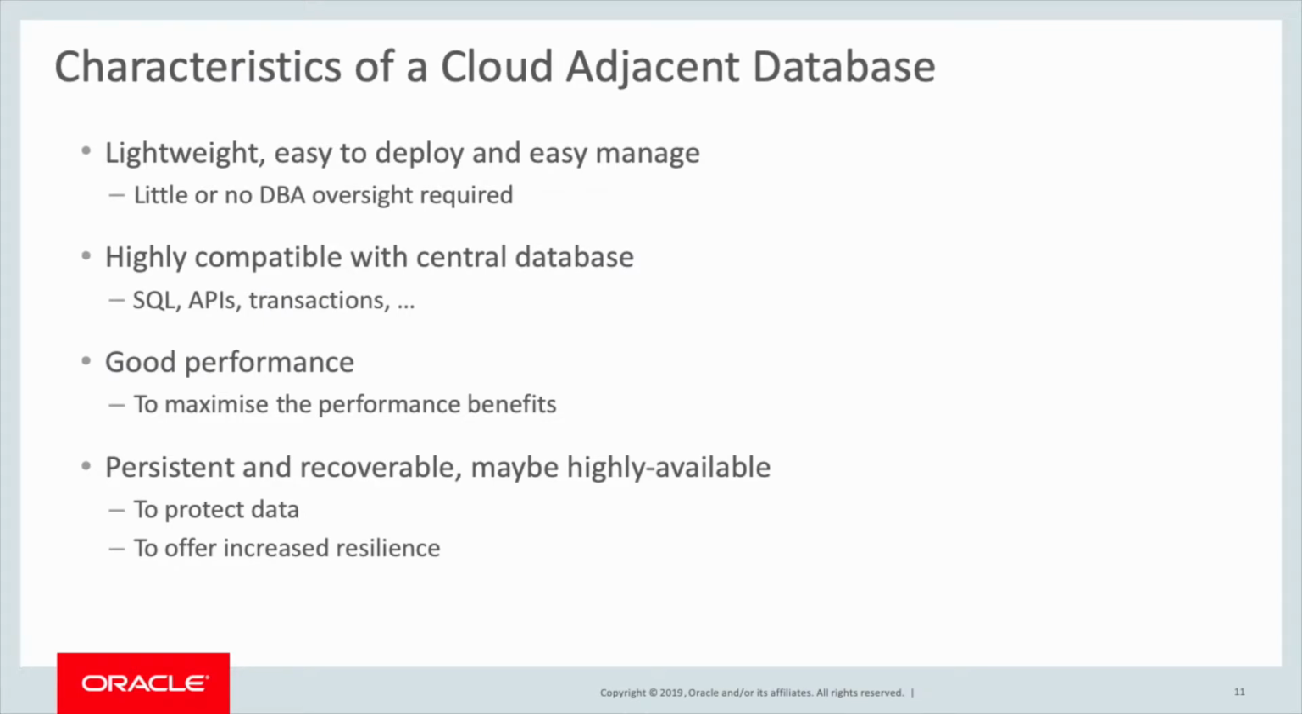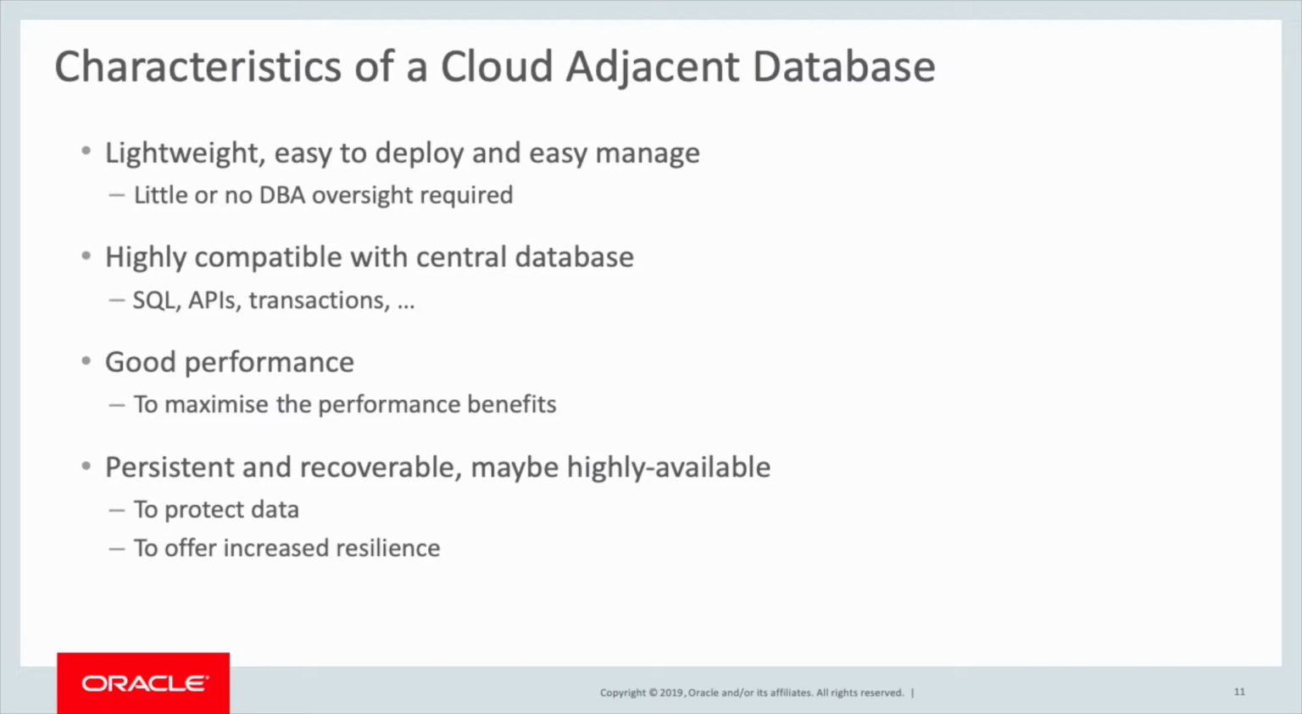So if we want to do this, what are the sort of characteristics we want for those cloud-adjacent databases, okay? They really need to be lightweight, easy to deploy and easy to manage. The whole point about moving your database and everything else into the cloud is to simplify things, reduce complexity, reduce management overhead, all that stuff. If you start deploying complex databases on-premise, you're not really solving that problem at all, right? You're just making it more complex, in fact. So they do need to be lightweight, simple, easy to manage.